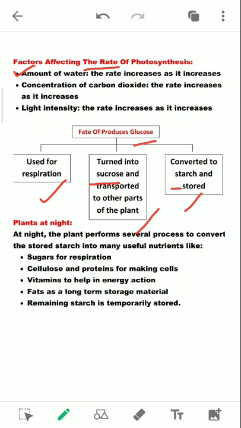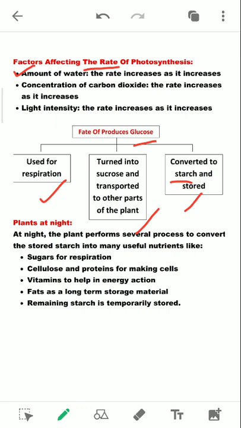And not, they are not stored as sucrose, but they are stored as starch. Okay, not sucrose, starch. They are converted into another form, a substance which is sucrose, but not stored as sucrose. It is stored as starch.